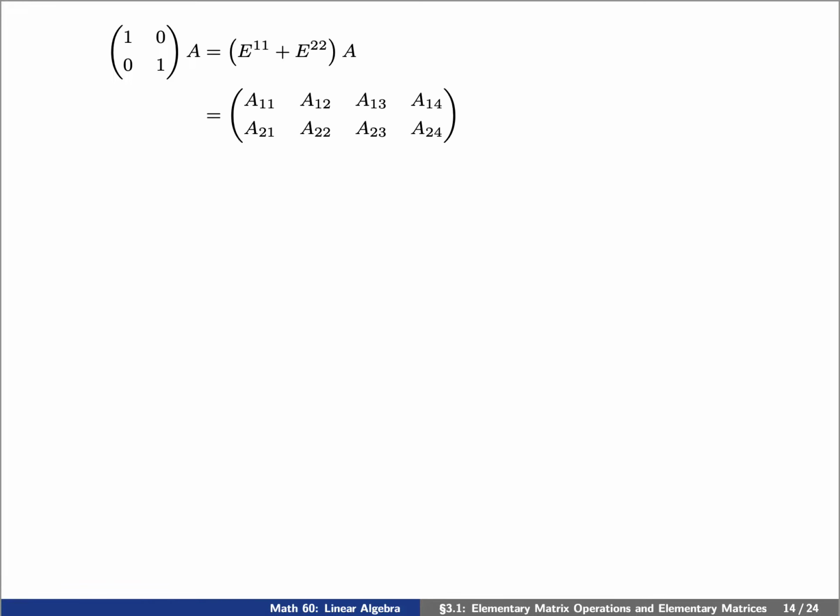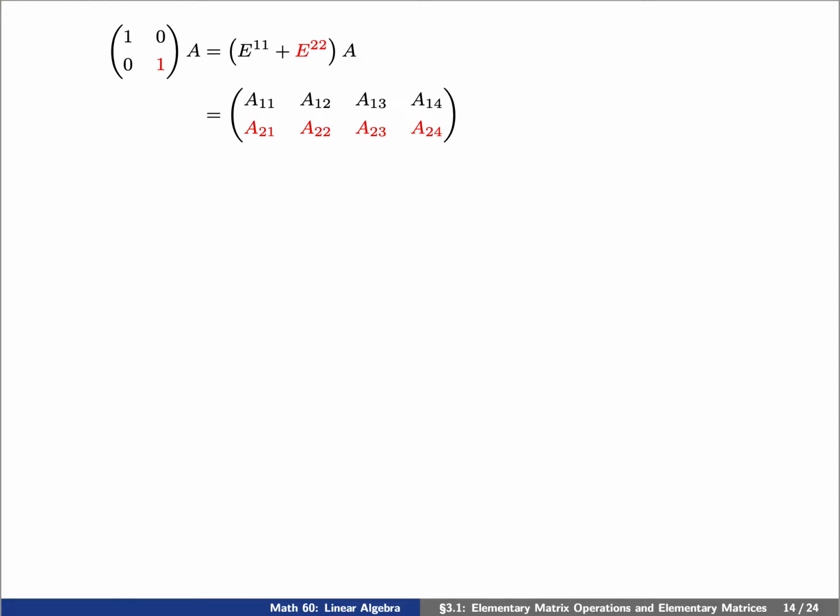Using this, we can write down a few more identities. Let's take a look at this matrix 1, 0, 0, 1 times A. This matrix, of course, is the identity matrix. The entry 1 here in the upper left, we can identify with the matrix E11. Notice that E11 times A gives us back the first row that you see in red here.